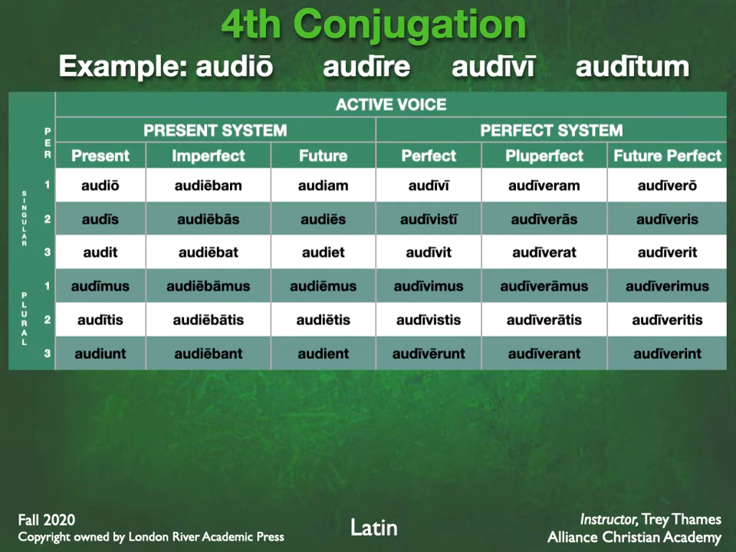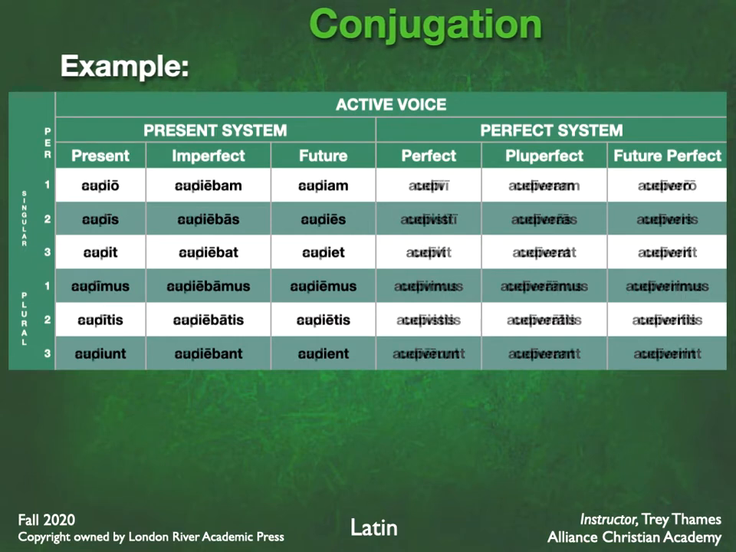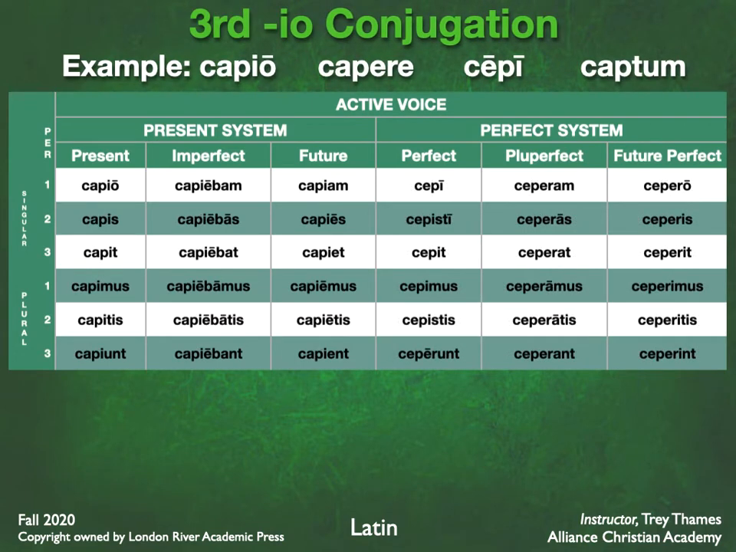And then I won't go over the perfect system because it's the exact same thing that you expect. Third principal part, audivi, drop the I, audiv is your stem, and you add all of your perfect system endings. So that one's pretty consistent. And then this brings us finally to third IO, which is, if you remember, I said third IO is like fourth conjugation and third conjugation got together and had a child, and they had offspring, and it kind of favors fourth conjugation. It kind of leans that direction, but it definitely has some things where you go, oh yeah, that's third conjugation characteristic. So let's look at this.